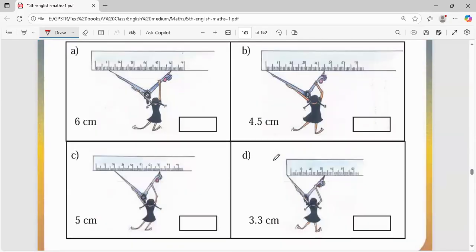Okay. This is a wrong measurement because here the needle edge is pointing 1. The needle edge should be in 0. Put it here, and from 0 to 6. This is 1, 2, 3, 4, 5, 6. The needle edge should be here. This is correct. Next, 0 to 4.5. This is right. 4.5 centimeter. Here 5 centimeter.